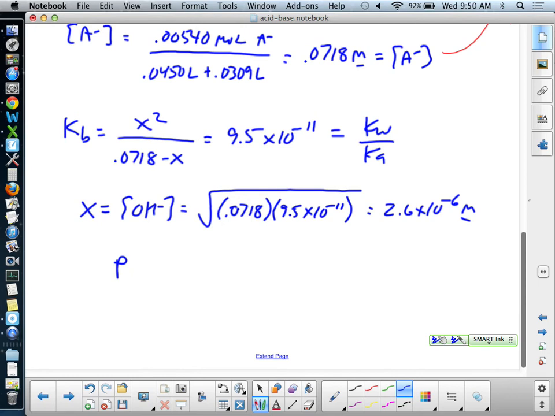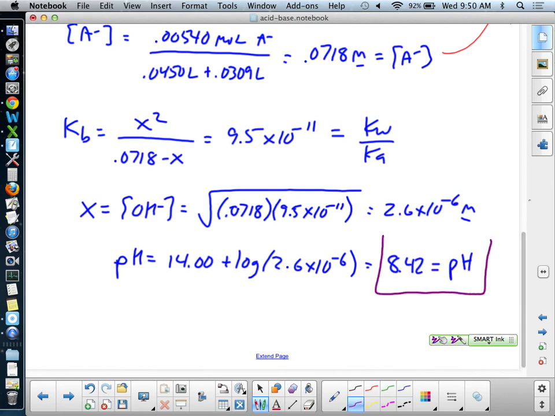So pH equals 14.00 plus the logarithm of 2.6 times 10 to the negative 6, or 8.42. Ta-da. Which is consistent. It is greater than 7 at the equivalence point when you're titrating a weak acid with a strong base. You are generating a solution of the conjugate base. The conjugate base of a weak acid is a stronger base than water, so you would predict that the pH would be greater than 7, and in fact, you do.